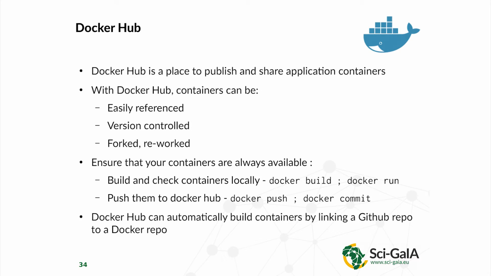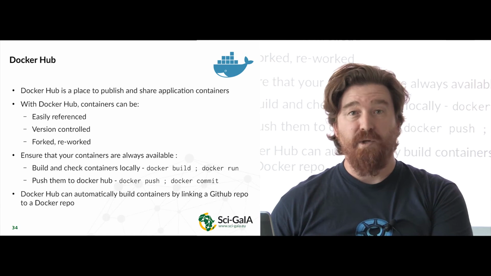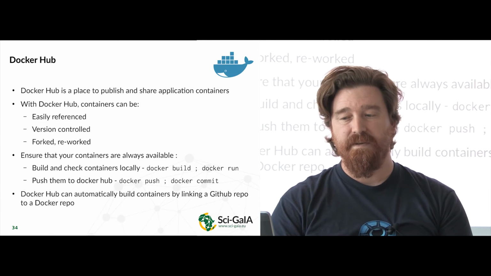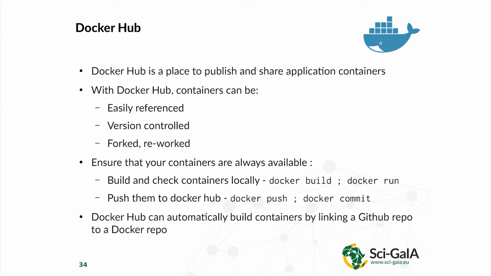Once you've done that, we're going to need access to Docker Hub. Docker Hub is a place to publish and share applications, and application containers. So think of Docker Hub as a GitHub for applications, where GitHub is a place to share and collaborate on code. Docker Hub is a place to share and collaborate on actual applications contained inside the relevant containers. So with Docker Hub, we can easily reference individual containers, in fact, individual states of containers. We can keep version control of containers, making sure that there's a life cycle. And we can fork other people's work and rework or contribute to existing work inside the Docker containers.